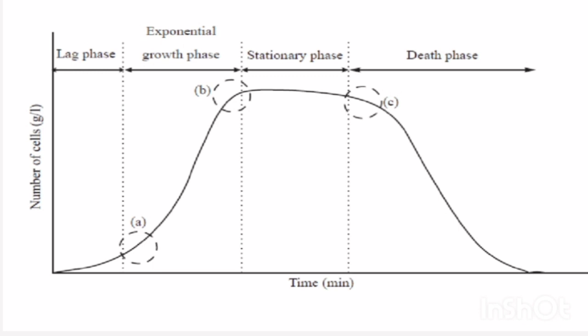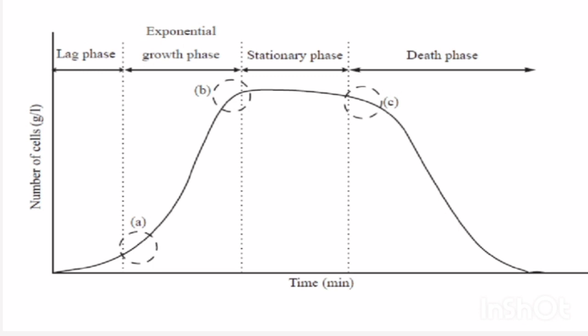Then the fifth phase is the stationary phase. The microbial growth slows down or completely stops in this phase. It is due to the nutrient depletion and the accumulation of toxic products in the media. The biomass remains constant during this stationary phase. Next is the death phase.